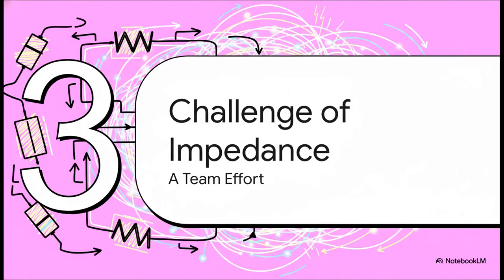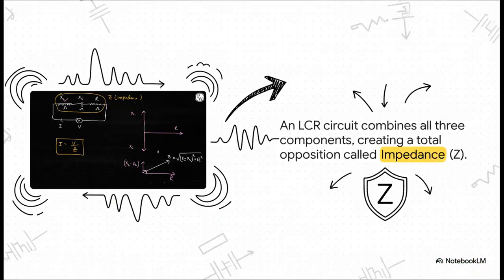So, what happens when we throw all three of these components, with their totally different personalities, into one circuit together? Well, that's where the magic really starts. This setup is called an LCR circuit, and when all three are working together, they create this total combined opposition to the current. It's way more complex than just simple resistance, so it gets its own special name, impedance, and we represent it with the letter Z.